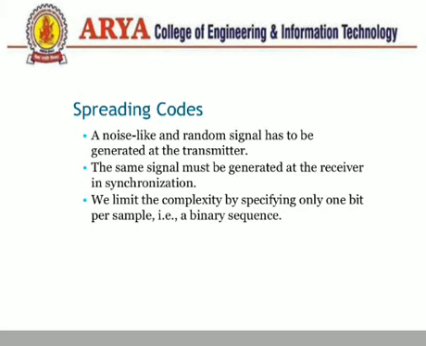Next, spreading codes. What are spreading codes? A noise-like random signal has to be generated at the transmitter. The same signal must be generated at the receiver in synchronization. We limit the complexity by specifying only one bit per sample, that is, a binary sequence.